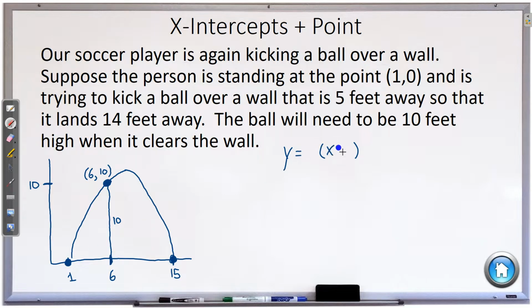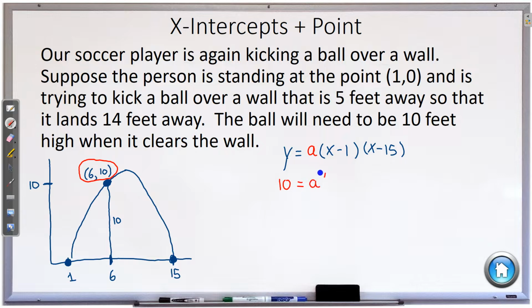That means this will have to be x minus 1. That gives me an x-intercept of positive 1. And the next one will have to be x minus 15 because that will give you 15 as an x-intercept. The one thing that we need still, it looks like it's done, but it's not. There is an a value right there. So again, just like the previous one, we need to solve for a, which means we're going to plug in another point. Now we already used the 1 and the 15, so now we have to use the 6 and the 10. So 6 will go in for x, and 10 will go in for y.